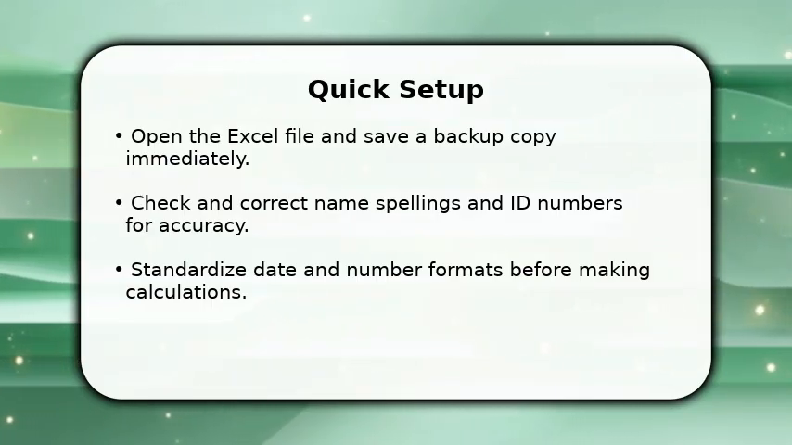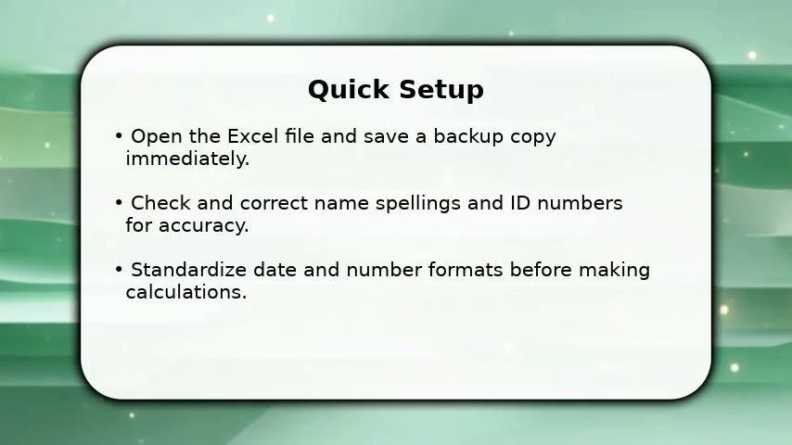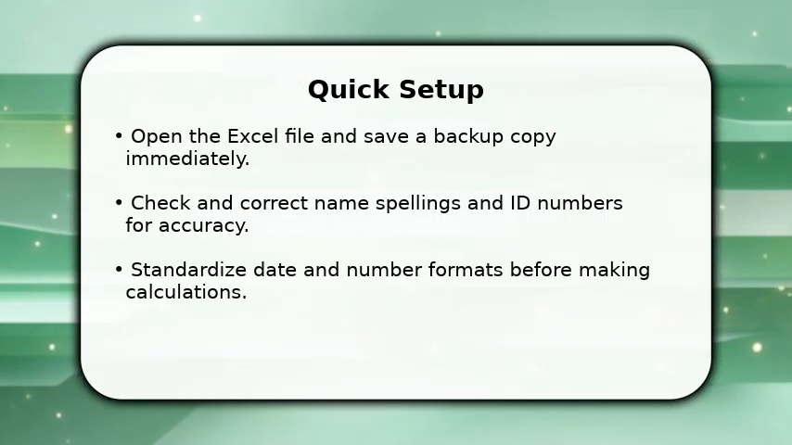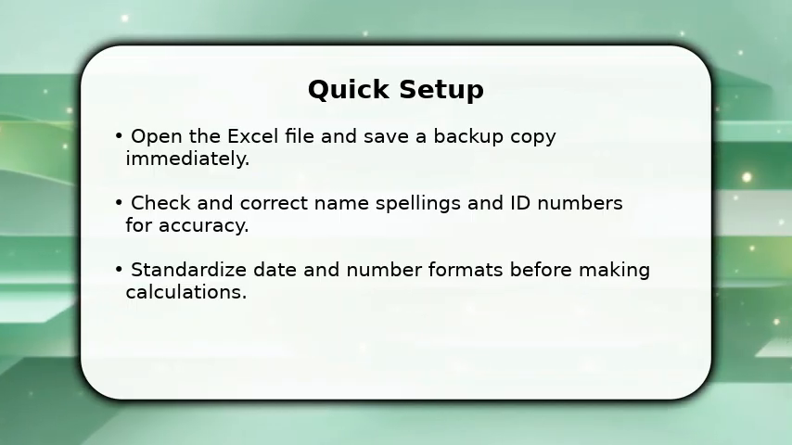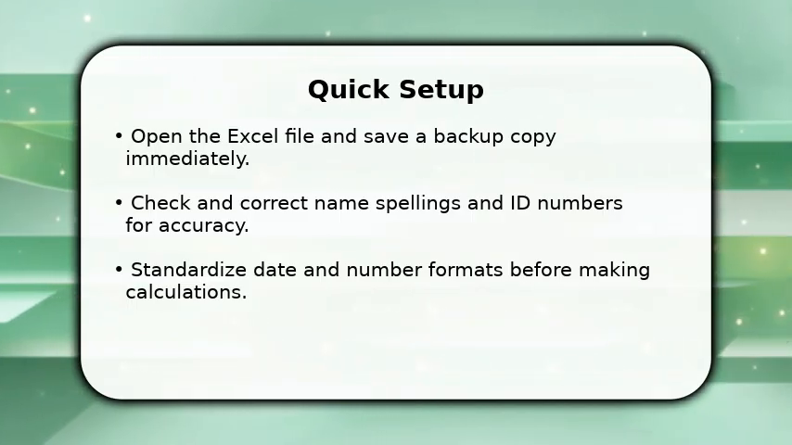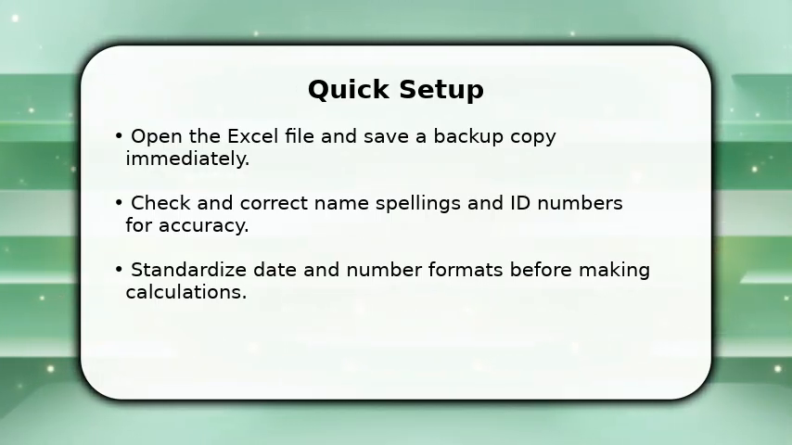Start by cleaning data. Remove duplicates, correct names and ID, and standardize formats. Use text to columns to split fields and format cells for percentages and decimals. Convert the range to a table, add clear headers, and enable filters to speed analysis and prevent errors easily.